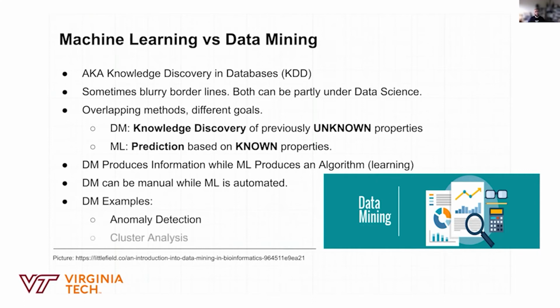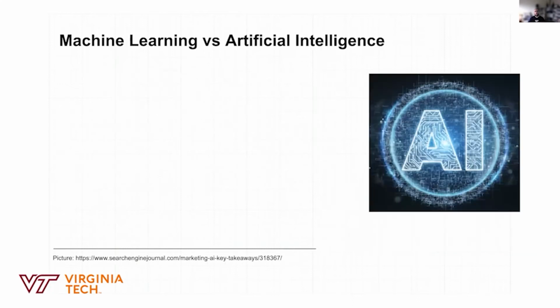Examples are anomaly detection, finding what could be an anomaly in a system, and also cluster analysis, which is if you have a bunch of data and you would like to put them into like 3 buckets, how would they look like? Those are some examples that fall within the intersection between data mining and machine learning.